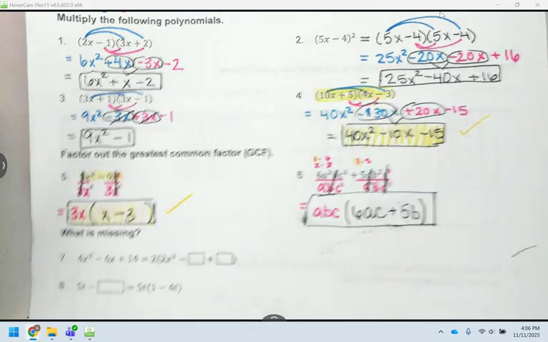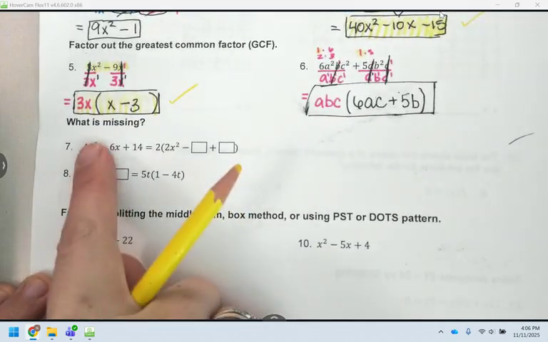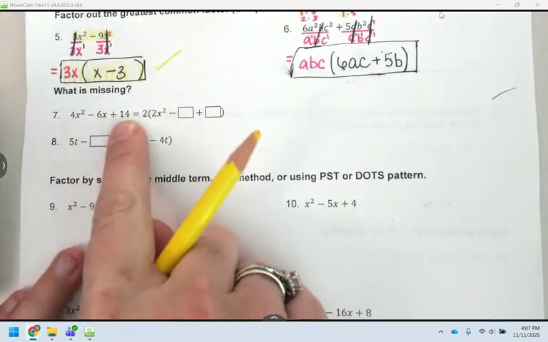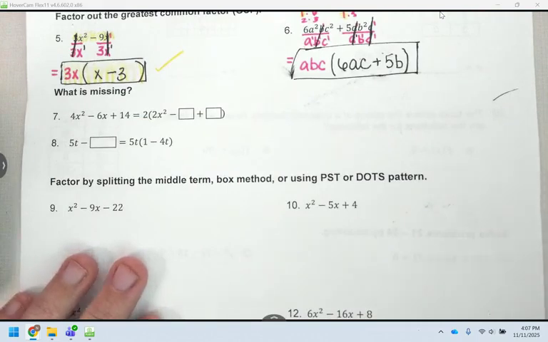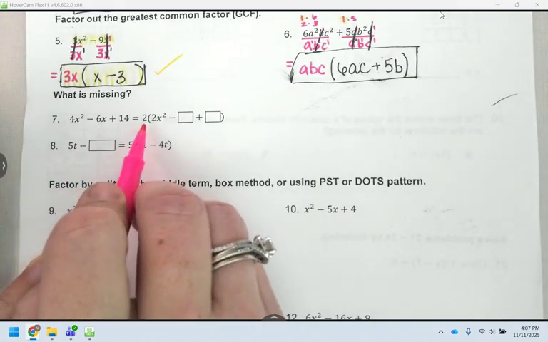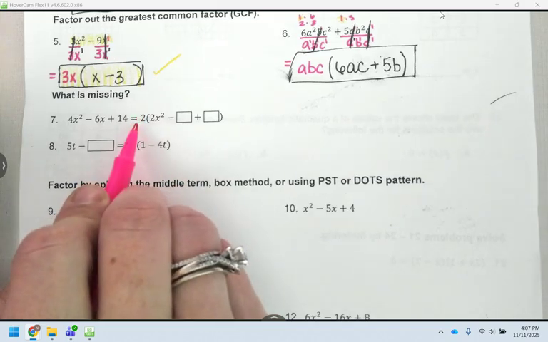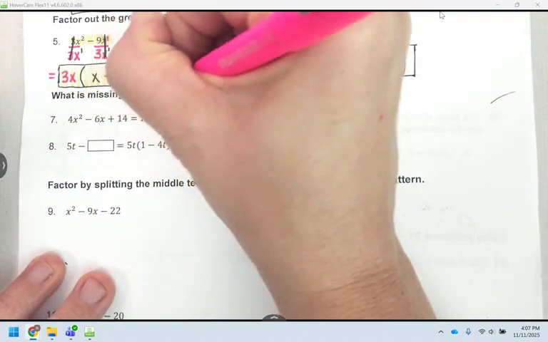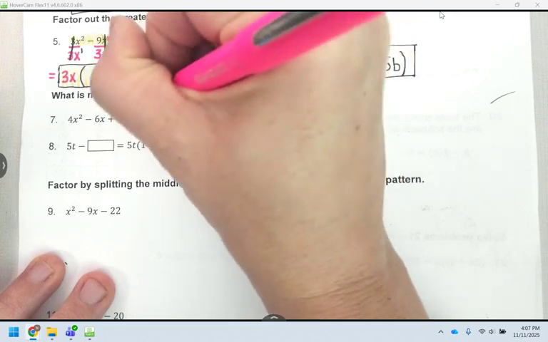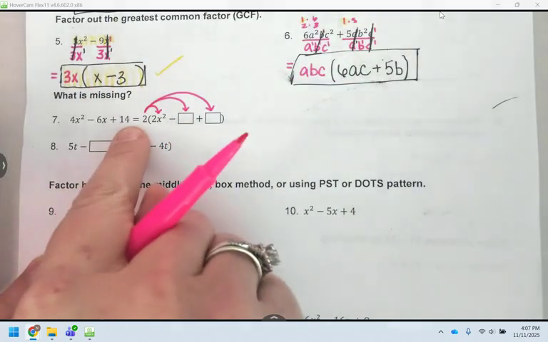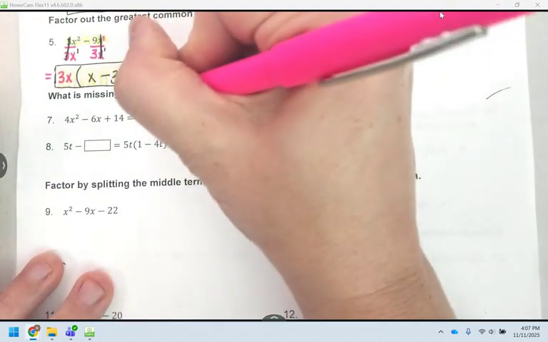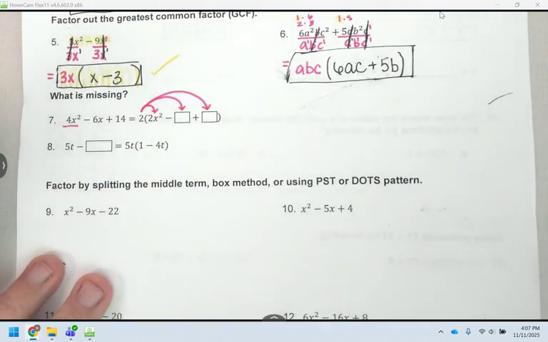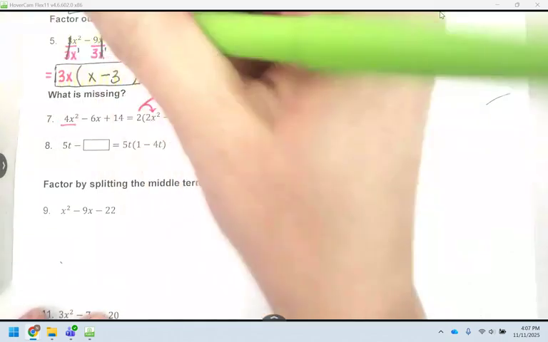All right, moving to number 7 and 8, asking what is missing. It says that these are equivalent, right? There's an equal sign. All right, let's see here. Well, when I have a number outside of a parentheses, that's showing that if I was to distribute it, it would give me this one. So right now, 2 times 2x squared is 4x squared. So that works.